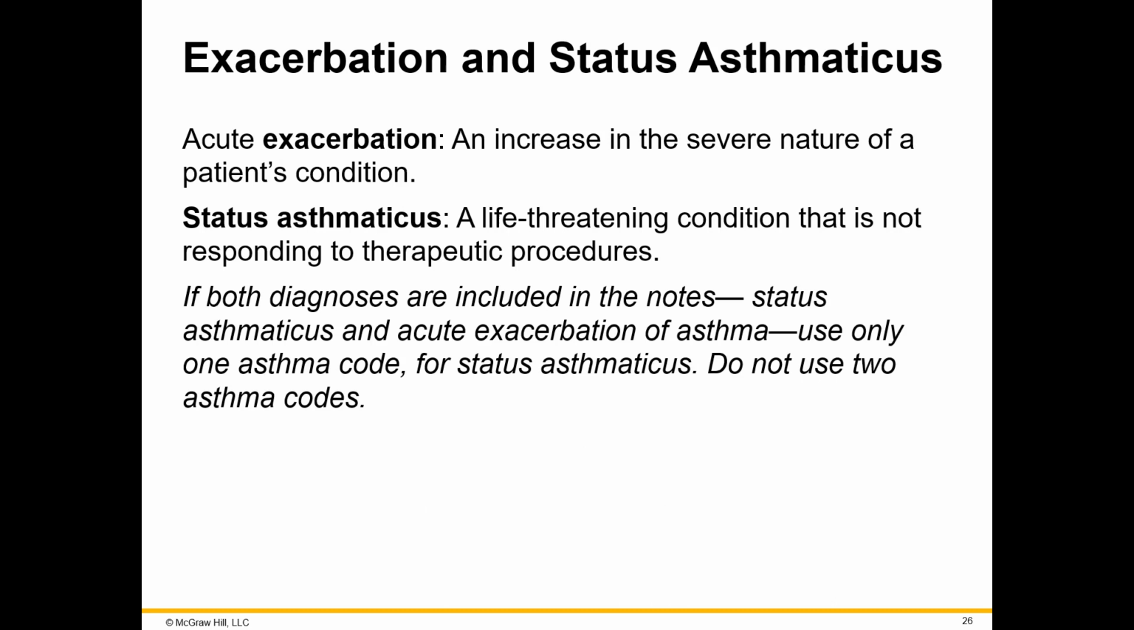Exacerbation and status asthmaticus. Acute exacerbation is an increase in the severe nature of a patient's condition. Status asthmaticus is a life-threatening condition that is not responding to therapeutic procedures. If both diagnoses are included in the notes, status asthmaticus and acute exacerbation of asthma, use only one asthma code for status asthmaticus. Do not use two asthma codes.